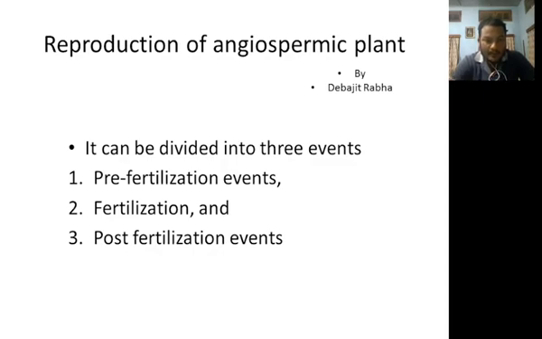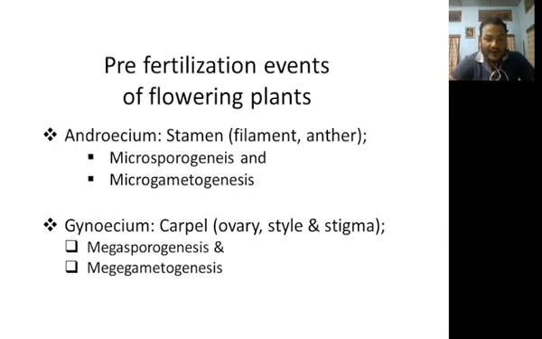Good morning to all. In this video, I am talking about sexual reproduction of angiosperm plants. We know that the flower is the reproductive structure of an angiospermic plant. The sexual reproduction of angiospermic plants can be divided into three main events: pre-fertilization events, fertilization, and post-fertilization events. Here I am only discussing pre-fertilization events.